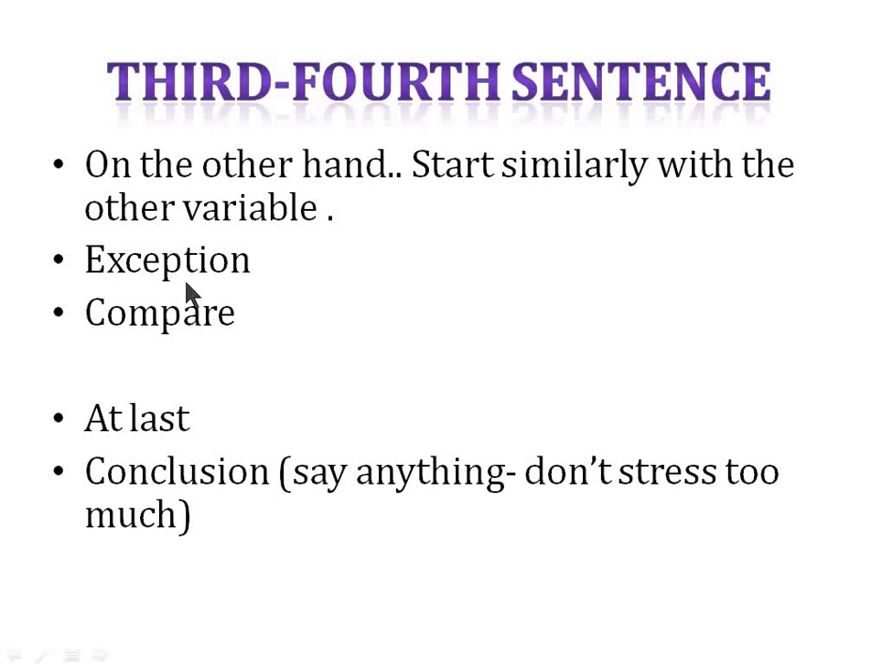Exception means, suppose the sales were maximum during the whole period and then in one year they decreased suddenly. This type of exception you can explain, or you can compare these two variables or any two variables. If there are a lot of variables, like 10 to 12 given in one image, just make sure you compare one or two variables together in a single sentence. Don't go into too much penetrating study.